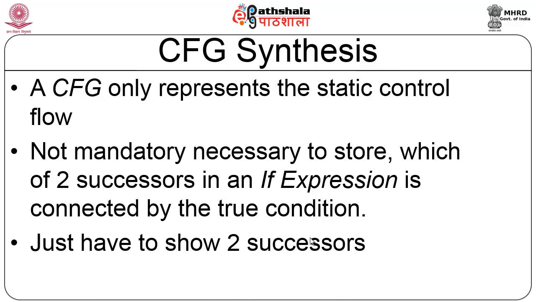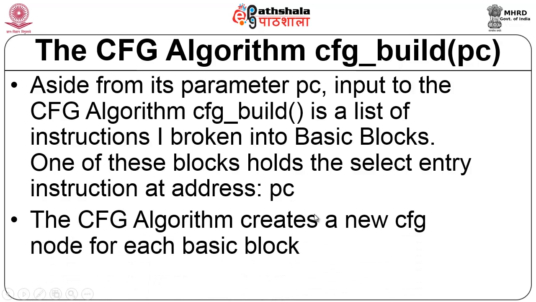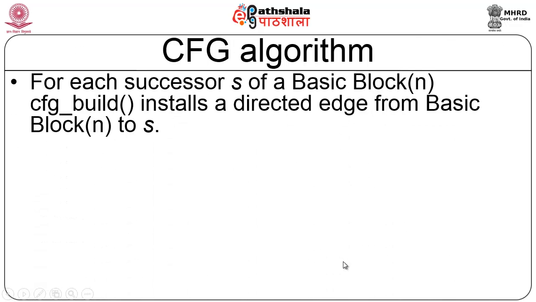So you need not show that this is the possibility or that is the possibility. You do not know which is going to be the chosen path, therefore all we have to show in the CFG is two nodes as basic blocks and have controls to both the nodes. This is the simple algorithm where you have an address to a particular position PC, and the algorithm creates a new control flow graph node for each basic block, and for each successor S of a basic block n, the CFG build installs a directed edge from basic block n to S.